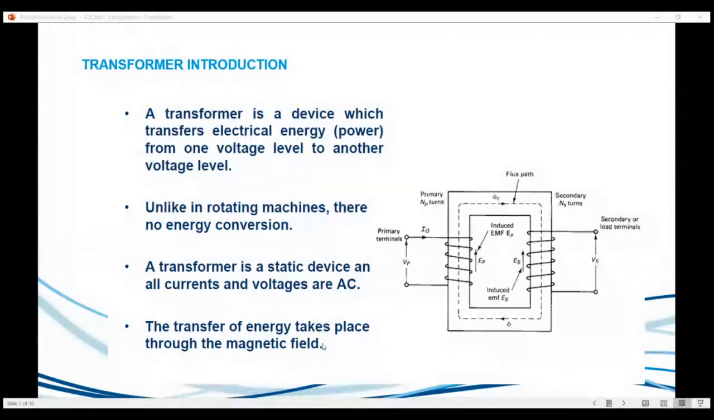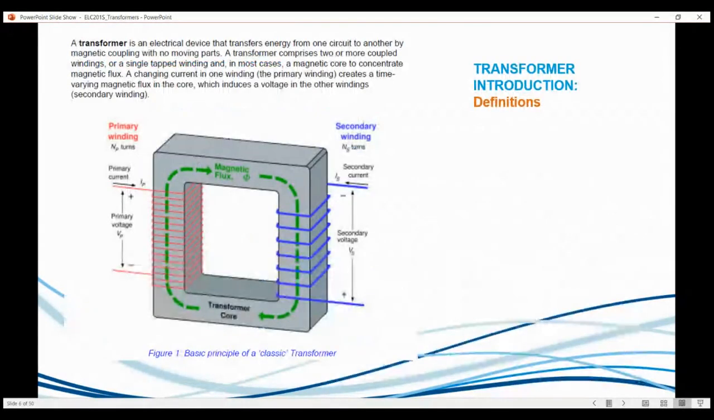Yeah. Okay. So that's what it is, but obviously we've got to unpack this more. And there again, it's exactly what I let you explain there. It says it's an electrical device that transfers energy. It's basically the same thing. A changing current in one winding creates a time-varying magnetic flux in the core, which induces a voltage in the other winding. So if you don't understand the principle of electromagnetic induction, it's essentially the same thing being used for different purposes.